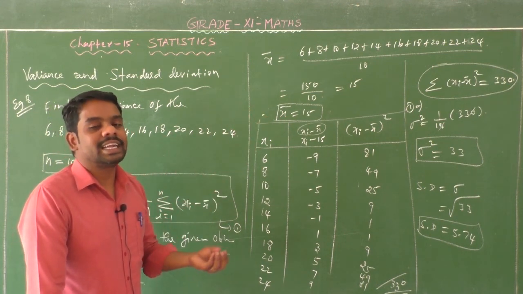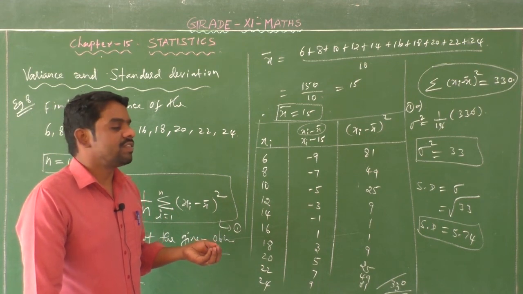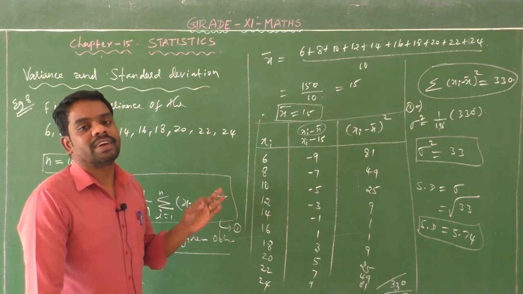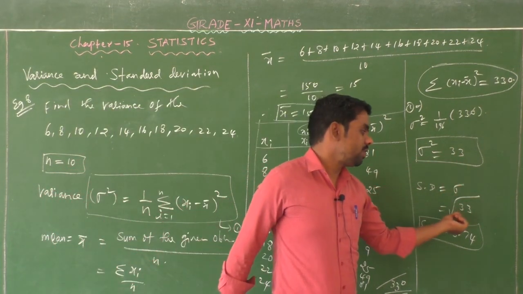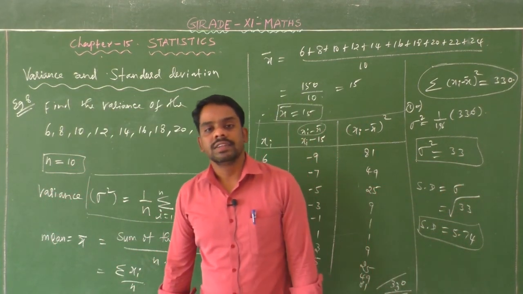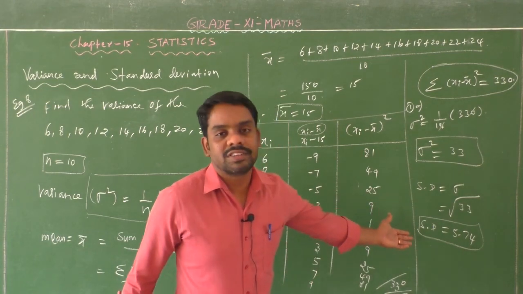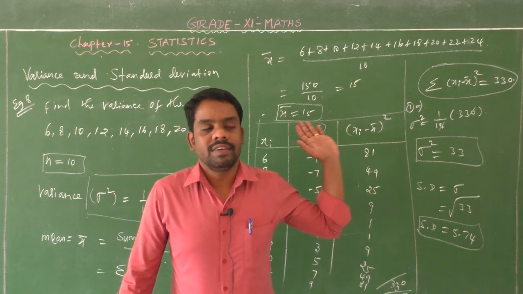And also find the standard deviation. So the standard deviation formula, you know, is the square root of the variance, that is sigma. So the square root of the variance value 33. So the square root of 33 is equal to 5.74. This is the required standard deviation of the given data. Okay, very simple question.